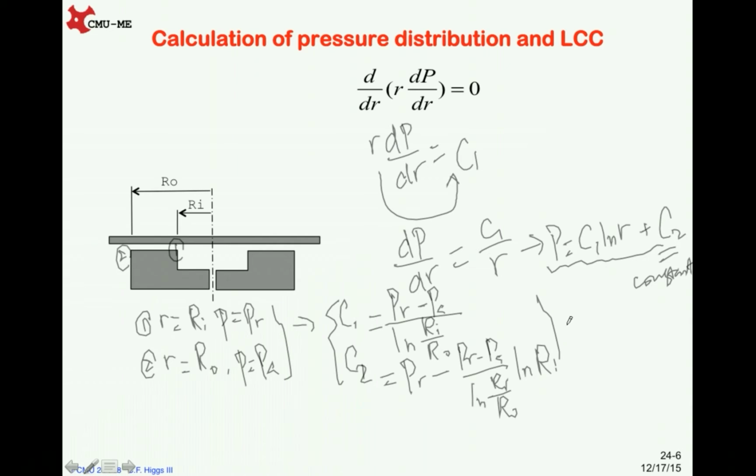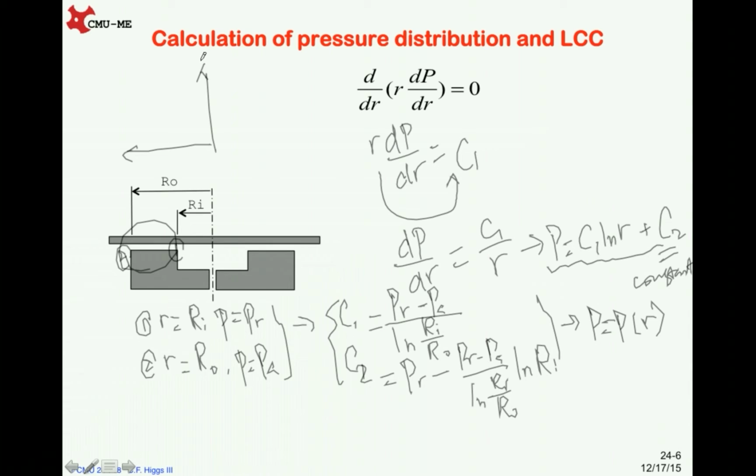So now we have the expression for the pressure distribution in this region, which is a function of R. But since we already have the values for pressure in this region and in this region, that means we have the pressure distribution for the whole domain. And we can draw the pressure distribution like this.